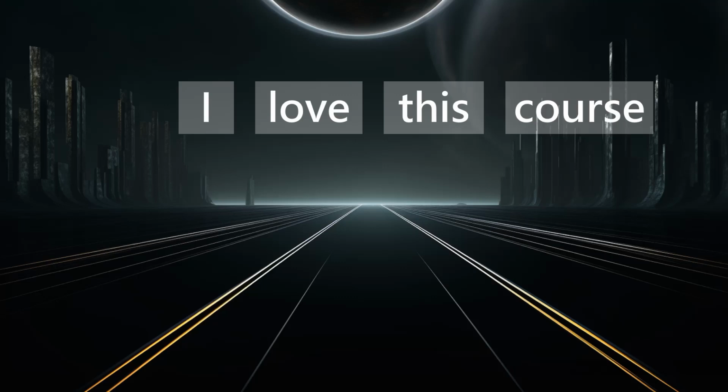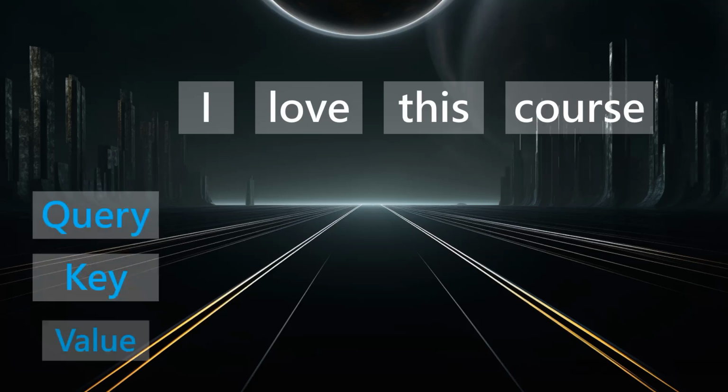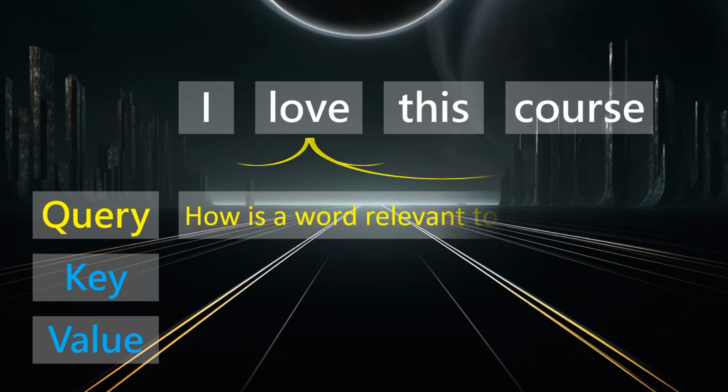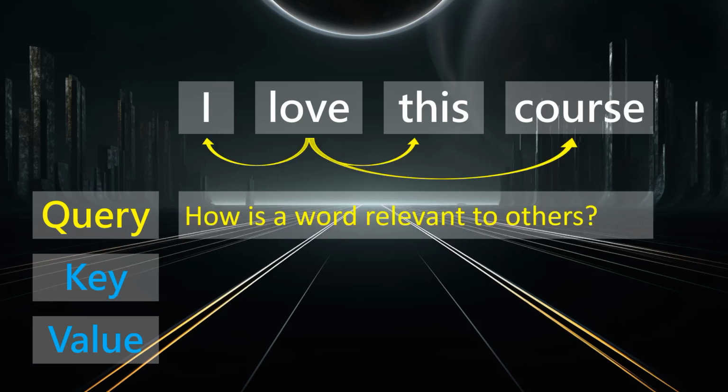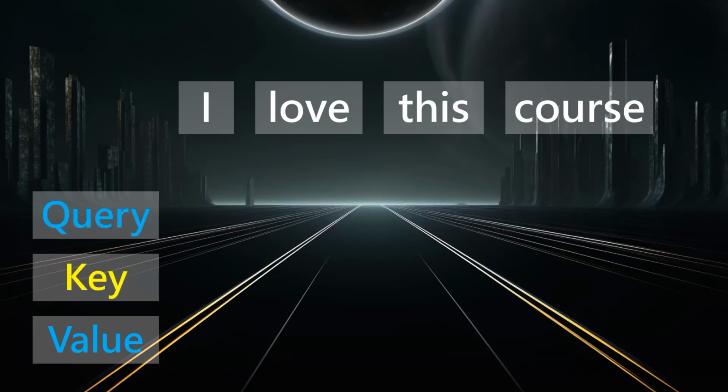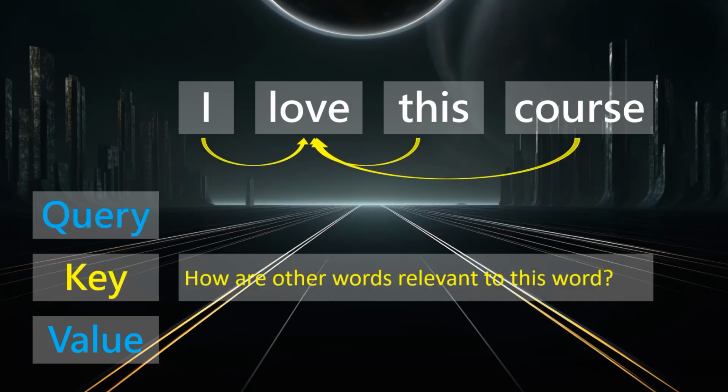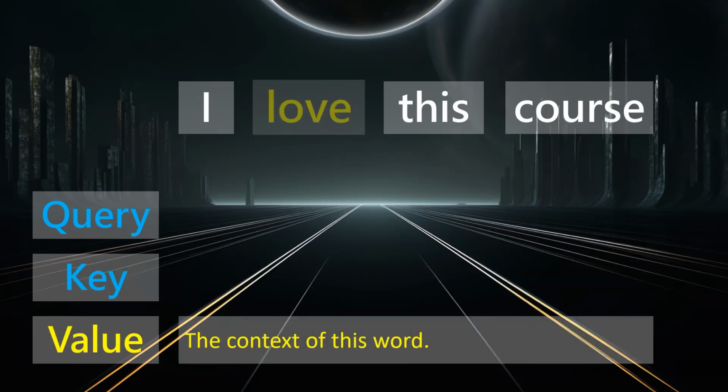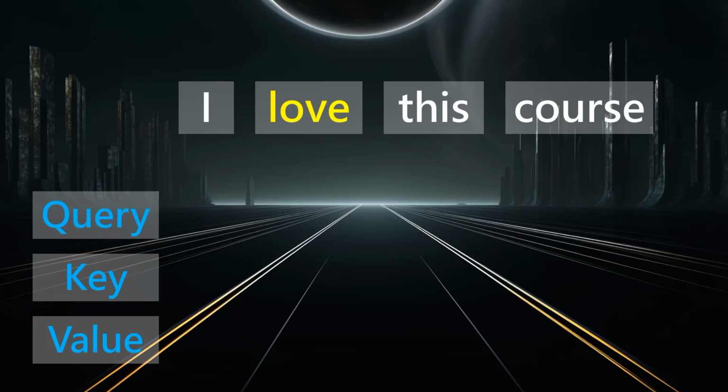To find out the relationship of each word in this sentence, each word will be converted to 3 vector values: query, key, and value. The query vector is a number that represents how a word is relevant to other words. The key vector is a number that represents how other words are relevant to the current word. The value vector is a number that represents the context of the current word. And where do these vector values come from? They come from the pre-training processes.